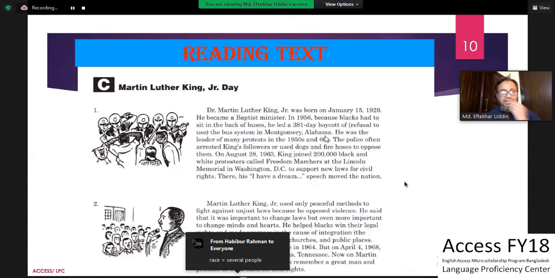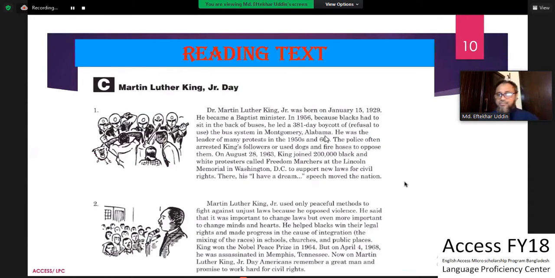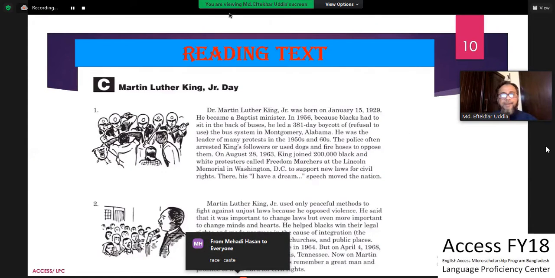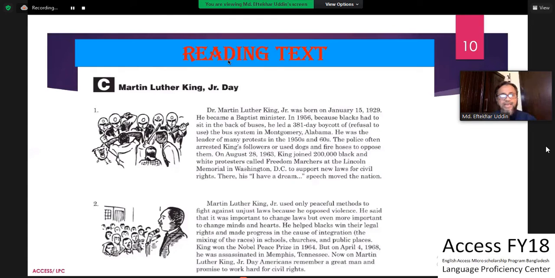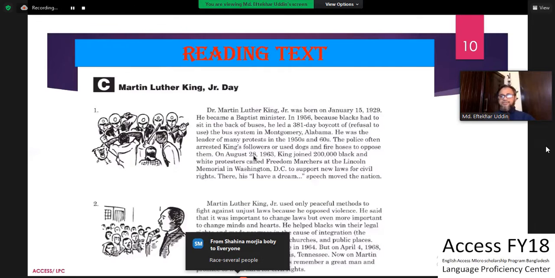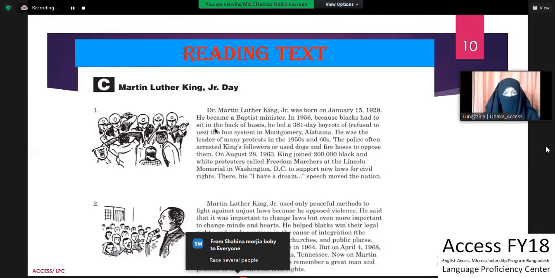Okay. This is the text in front of you. This is a kind of loud reading. Since I will take the opportunity to listen to your reading capacity as well, okay, from Dhaka, Tunazina, can you read the first para for everybody to listen? Thank you, sir. You are most welcome.